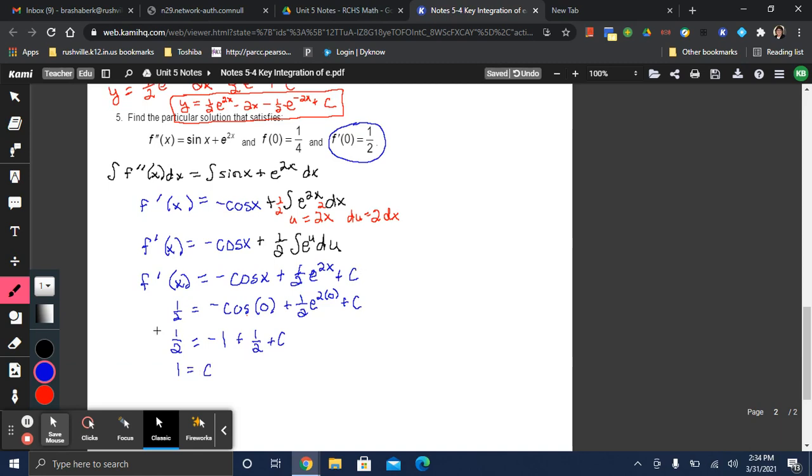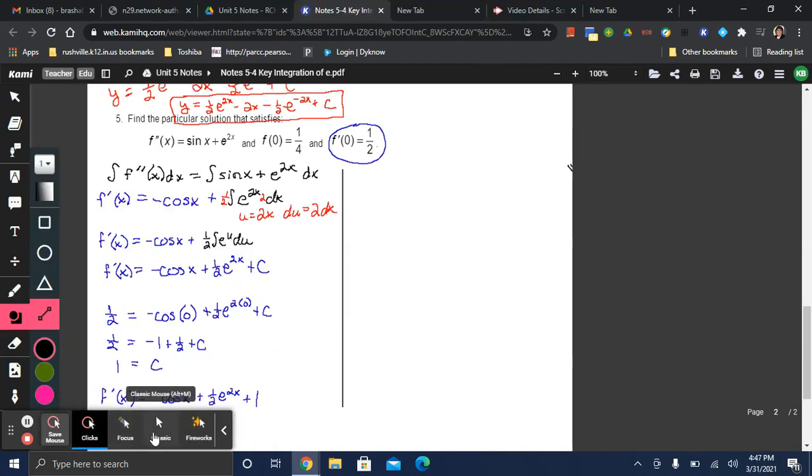So f prime of x, that first stage, will be the negative cosine of x plus 1/2 e to the 2x plus 1. We'll continue on from here. I'm going to pick up close to where I left off, and there may be a little overlap.